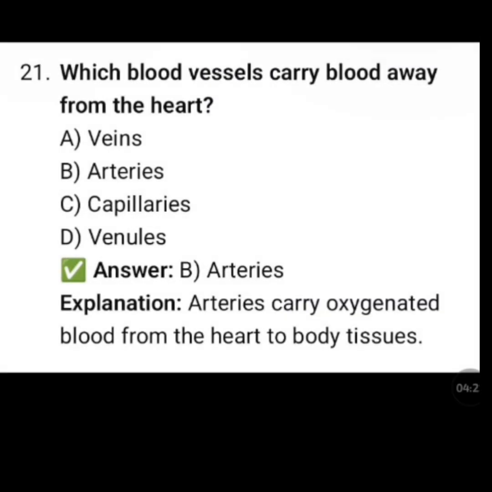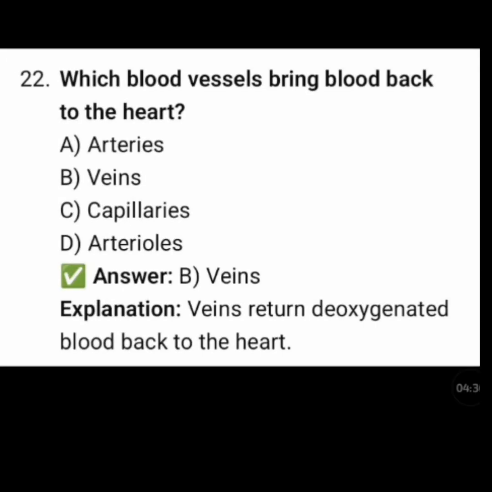Which blood vessels carry blood away from the heart? Veins, arteries, capillaries, venules. The correct answer is option B, arteries. Arteries carry oxygenated blood from the heart to the body tissue.